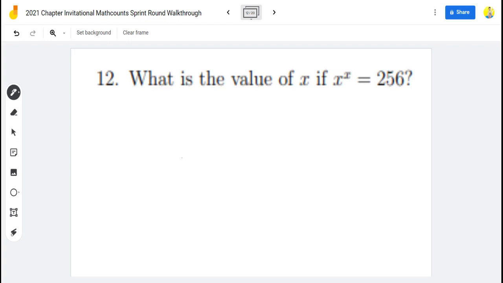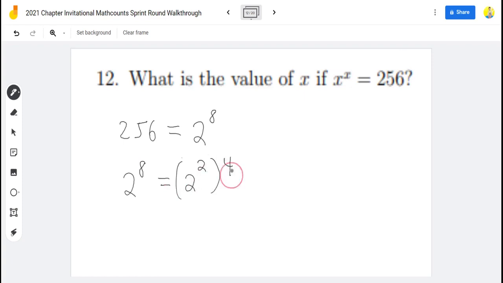12. What is the value of x if x to the x is 256? Well, we recognize 256 as a multiple of 2. And in fact, it's a power of 2, since it's equal to 2 to the power of 8. And we need to transform the 2 to the power of 8 as some value to the power of the same value. Since 2 to the power of 8 equals 2 squared to the power of 4, and that equals 4 to the power of 4, x is just equal to 4.